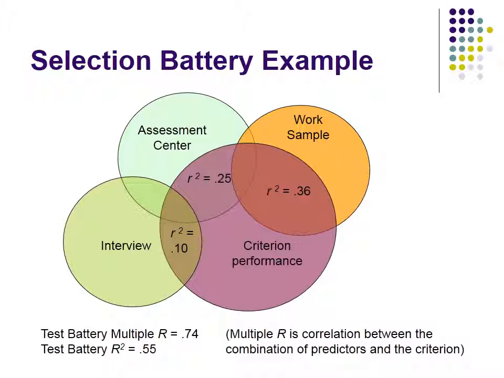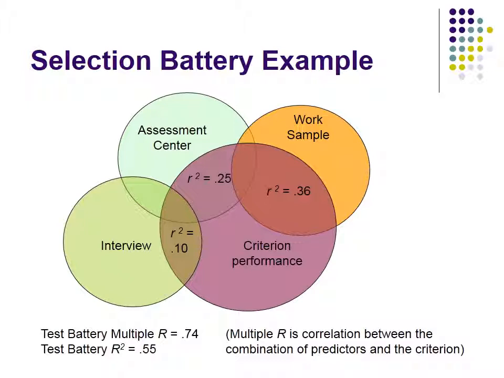What we have here is a multiple test battery. We have three different selection tests being used to try to predict future performance in an employee. We've got an interview, we've got an assessment center, and we've got a work sample. Generally speaking, what we're looking at here is we want to figure out how much of the variance is actually being explained by each one.